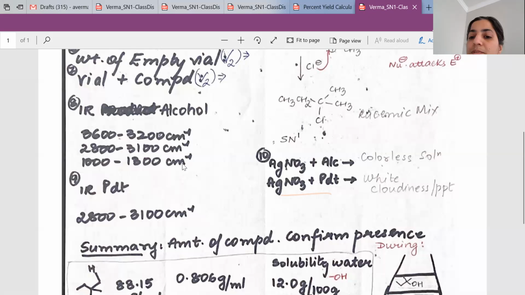On the other hand, some of you may still have the 3600 to 3200 peak. This belongs to OH, which indicates that you might still have some water molecules left in your vial. But if you have both of these peaks present in your product, then you definitely have your starting alcohol in the product. So you have to read your IR a little bit more carefully.